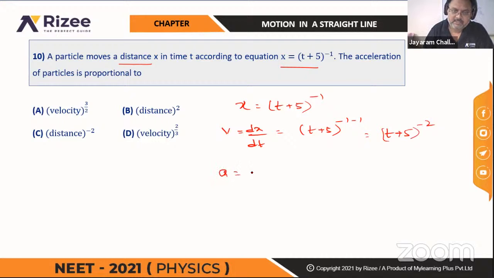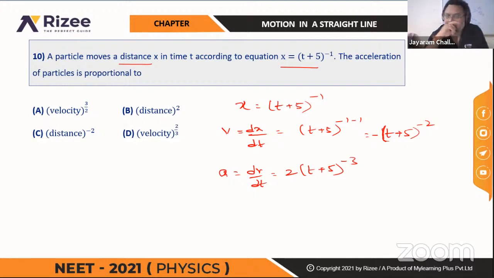For the acceleration, a is equal to dv by dt if I differentiate. So here the minus sign will be carried in this case. So minus 2 will come down, or minus into minus becomes 2 into t plus 5 whole to the power of minus 3. Now he is asking us to express this acceleration in terms of the velocities and all these things.